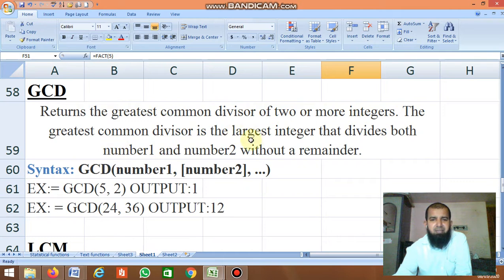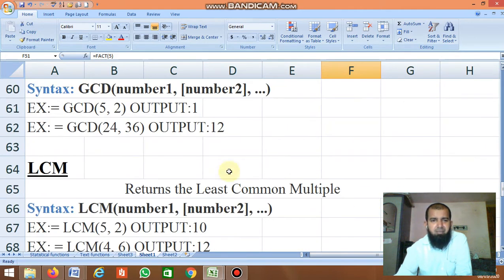Next, GCD. Returns the greatest common divisor of 2 or more integers. The greatest common divisor is the largest integer that divides both number 1 and number 2 without a remainder. For example, GCD 5 comma 2. What is the common divisor which divides 5 and 2? It is 1. Take one more example, 24 and 36. What is the common divisor? 12. Even 2 also divides 24, but that is not the largest. You have to find the largest one. You can divide by 2, 3, 4, 6, but all are smaller numbers. 12 is the largest one. Clear, no?